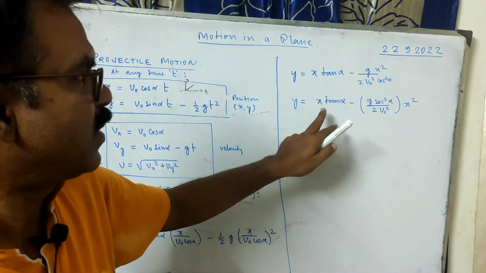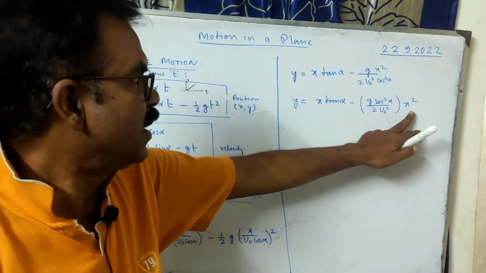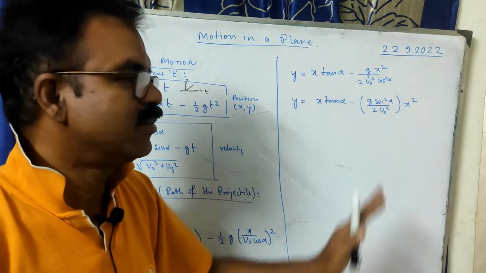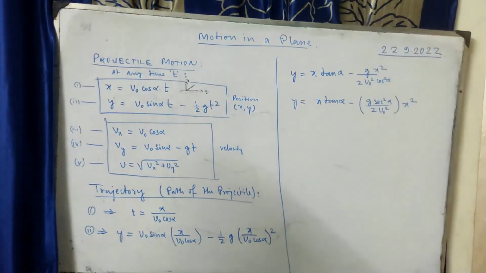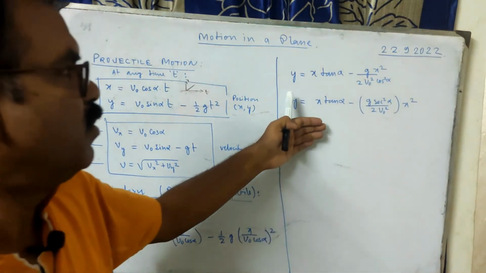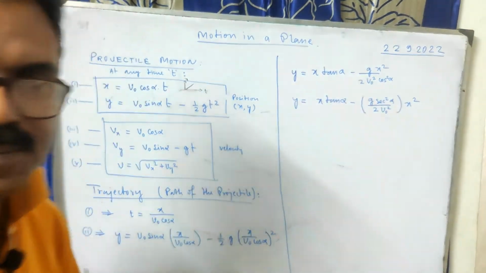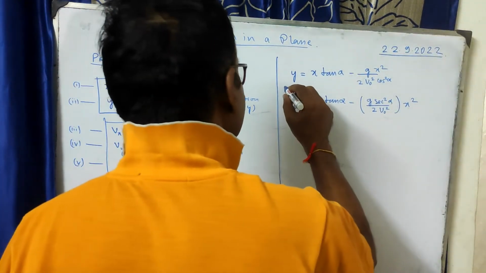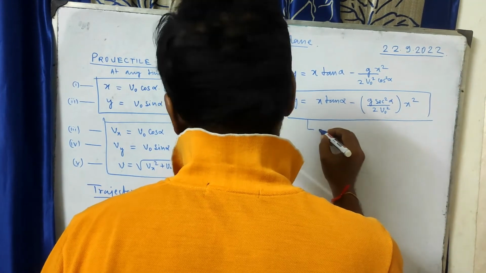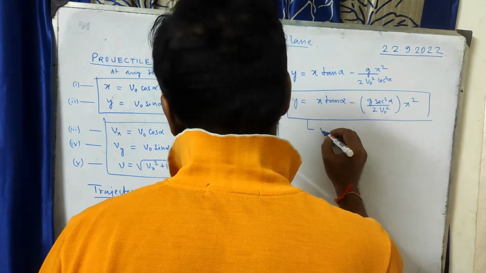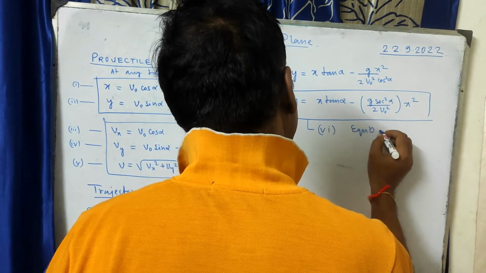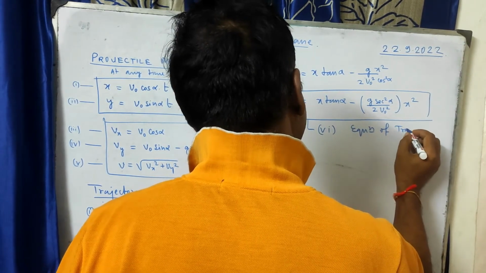So x tan alpha, this is variable, x is variable here, and y. So y we are getting in terms of x. So that means there is the relationship between x and y we have found. We have established the relationship. This relationship, if you see, this will be a parabola. This is the trajectory, equation number 6. So this is the equation of trajectory.